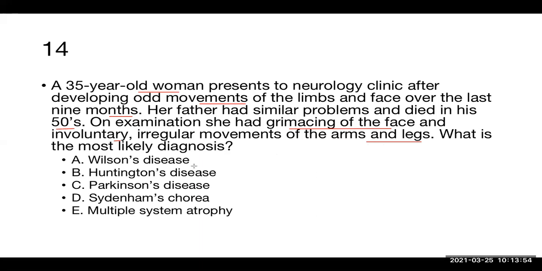Is it Wilson disease? Is it Huntington's disease, Parkinson's disease, Sydenham's chorea, or multiple system atrophy? What is the answer? Just see the options. Okay, look at the clinical problems provided and try to choose the correct one. Then B, Huntington disease. Why? Give me reason, please. Because Huntington disease is a genetic disease, and family history is also important.